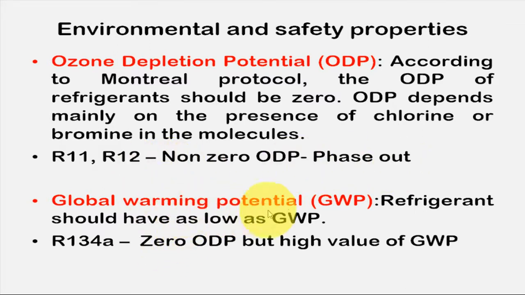The next issue is global warming potential. A refrigerant should have low global warming potential. Currently we are not using R11, R12. Mostly we are now using R134a, because the R134a refrigerant is not responsible for ozone layer depletion. It has zero ODP but a high value of GWP, global warming potential. So in future we also have to find an alternate solution for R134a. We have to phase out R134a in future because of global warming potential.